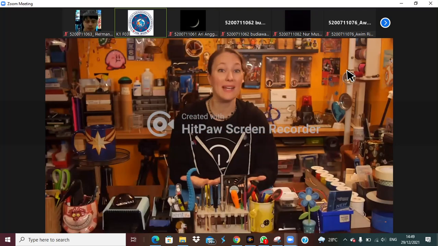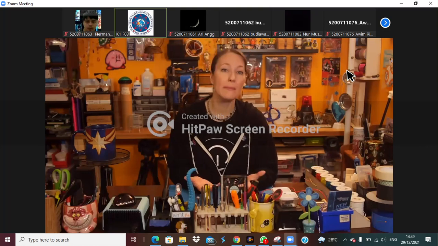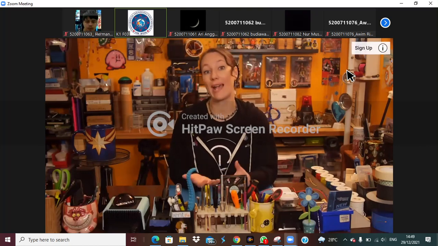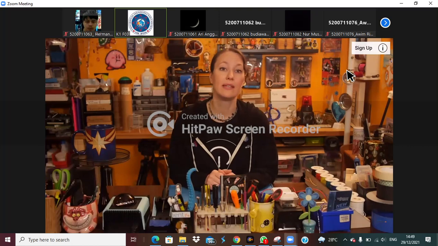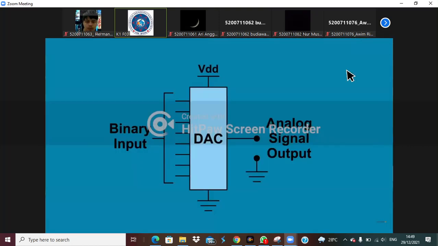There are many cases where output signals can be digital. However, since the world is analog, sometimes those digital signals must be converted back to analog in order to be used. This is when we need a digital to analog converter. A digital to analog converter, or DAC, takes a binary number and converts it to an analog voltage that is proportional to the binary number.